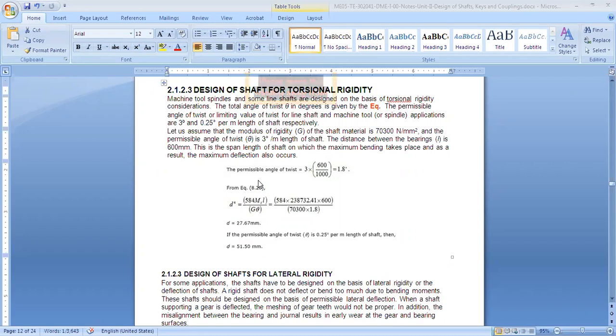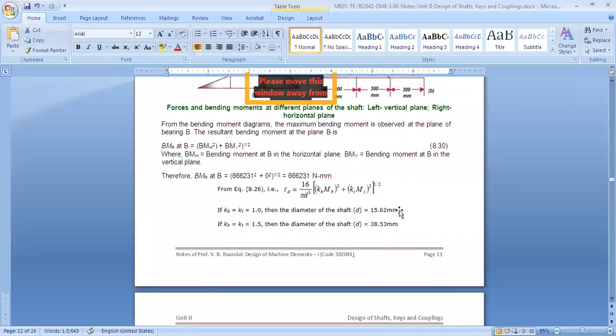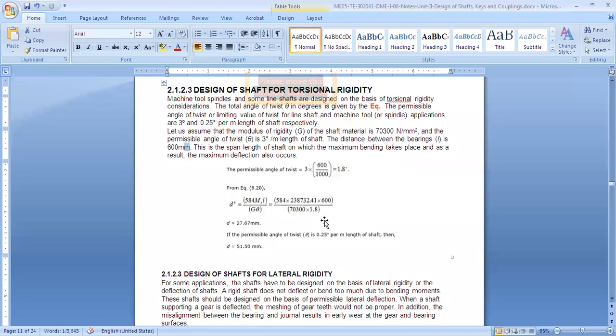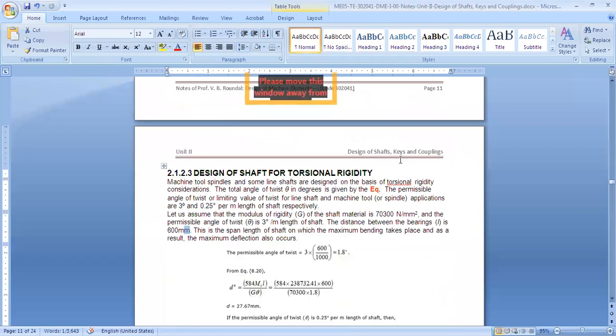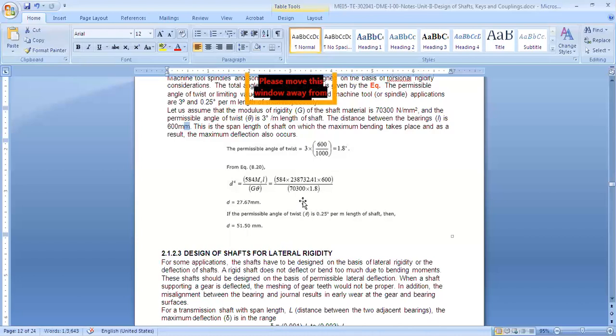Right? So basically, this is how we will do the design of the shaft on torsional rigidity. Initially, we saw the strength basis, with allowable bending stress, allowable shear stress, and the principal stress theories. This is a different kind of design. Now in the previous stage, we got a diameter of 15 for KB and KT 1, and for KB and KT 1.5 it was 38, and here we got 27. So out of those, depending on the situation, we'll take the maximum. If KB and KT is 1, the diameter on the strength basis we got was 15.62, and here we got 27, so we will take the diameter as 27.67, right?